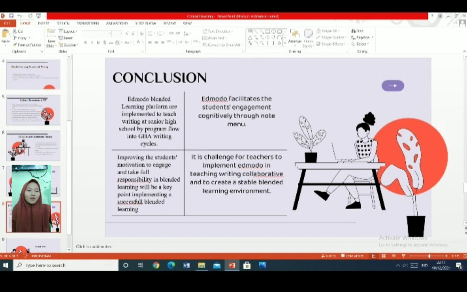environment. So it can be concluded that Edmodo greatly facilitates students in learning and is also able to measure cognitive abilities through the note menu and is able to motivate a lazy student to be active and responsible. And it challenges teachers to create successful and stable blended learning.